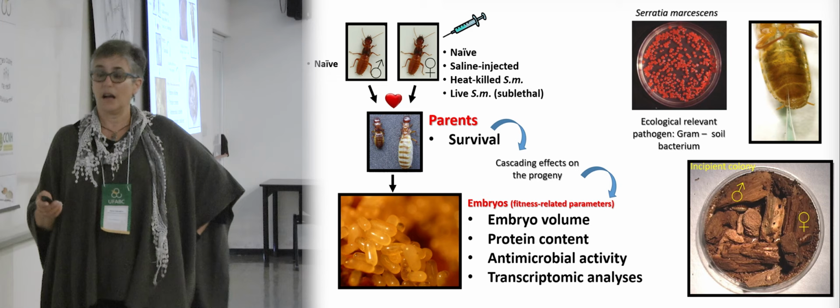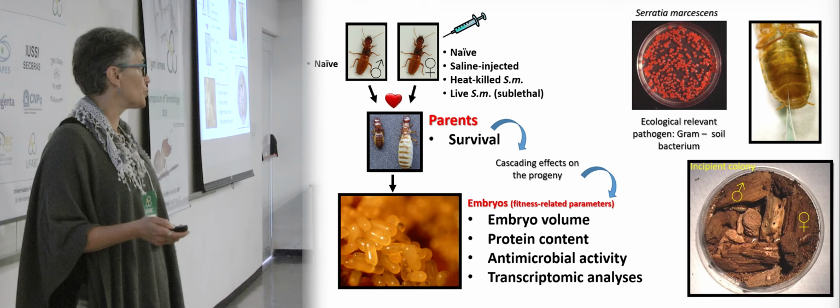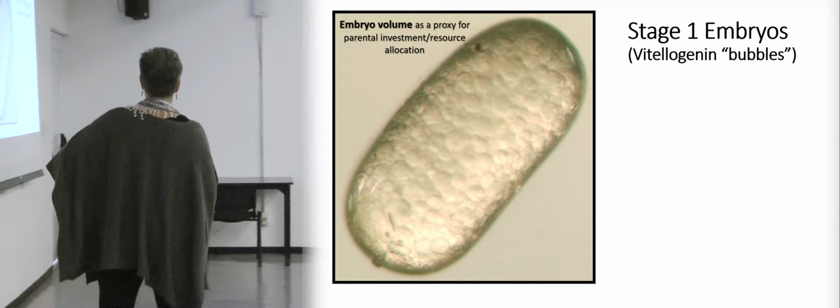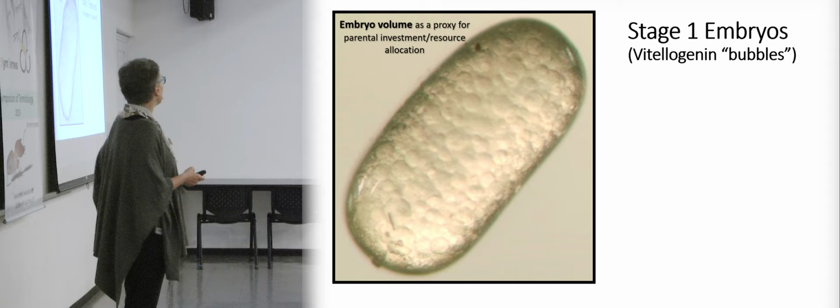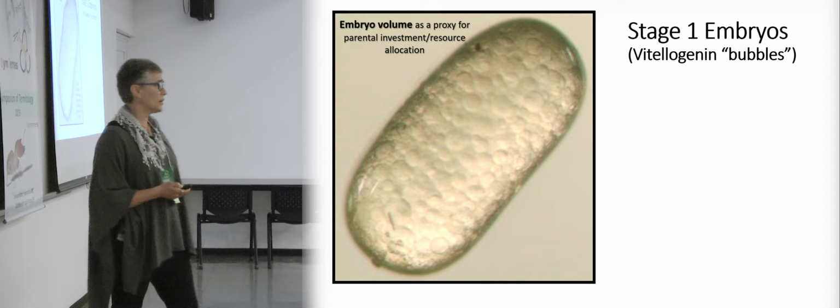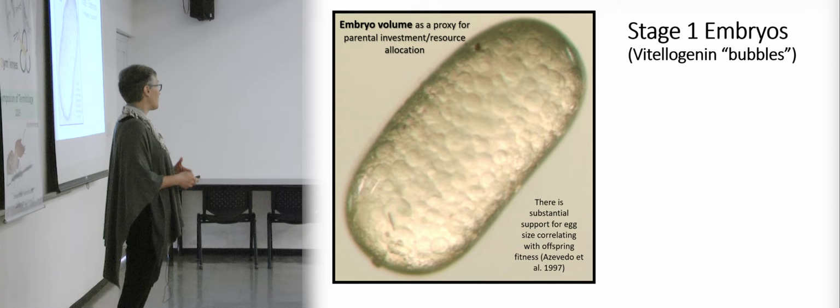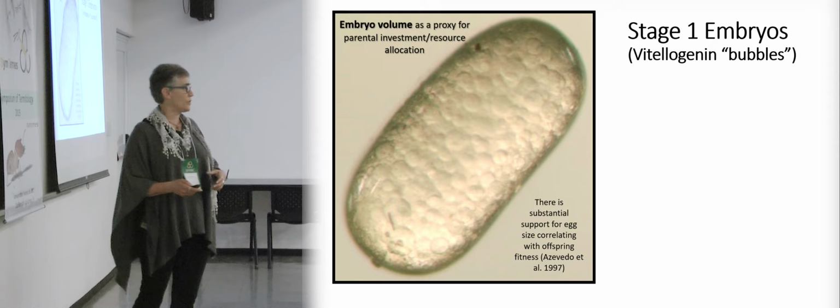So now I'm going to go into the progeny to show you some data on the maternal effects. First, we're going to look at embryo volume. We measured embryo volume because we thought that the size of these eggs was a good proxy for estimating parental investment and resource allocation into the progeny. There's a lot of good research showing that egg size correlates with the fitness of that progeny. The bigger you are, the more resources you got, and the better your chances of doing whatever you're going to do. Either you develop faster, or once you're out there, you're actually better off.